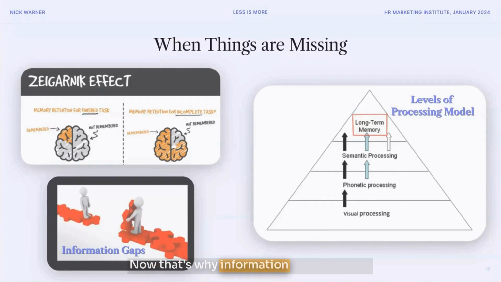Now, that's why information gaps are such an effective tool to increase memory. We can't help but to try to fill in the blanks, which requires semantic processing. So let's look at a couple examples of this, and a few might require stretching. So be ready for that.